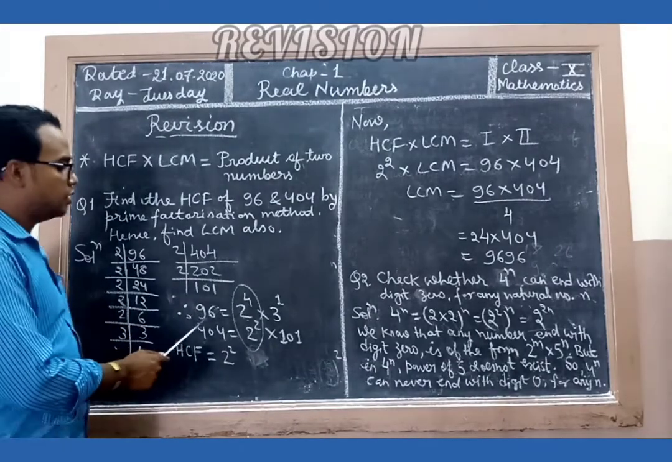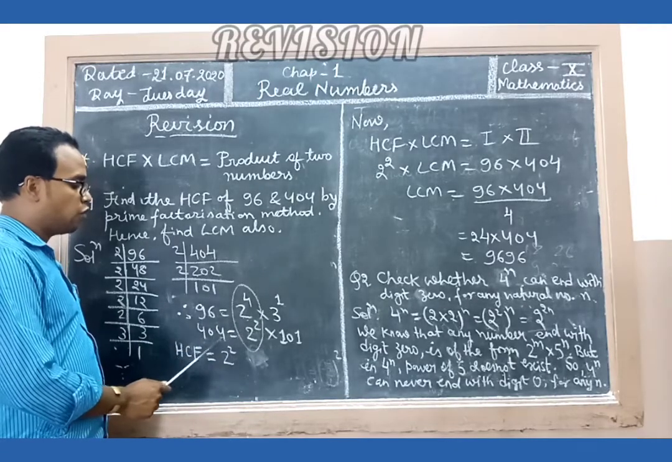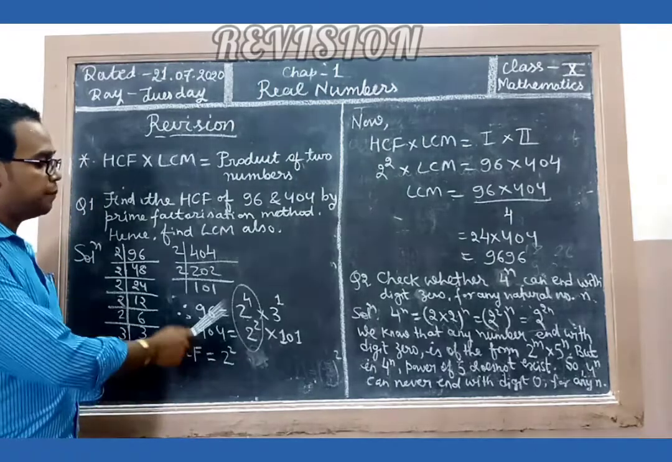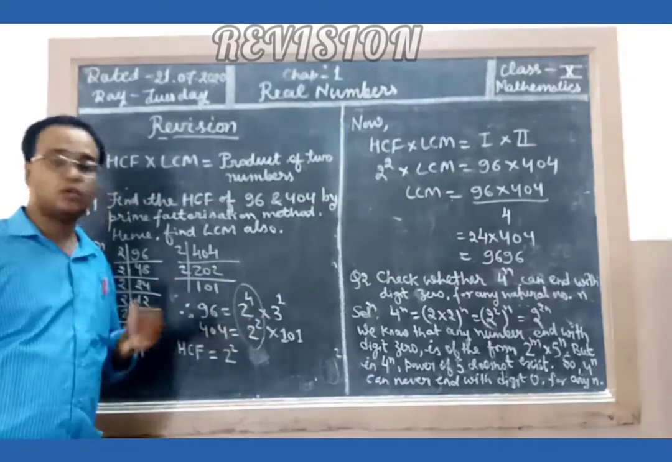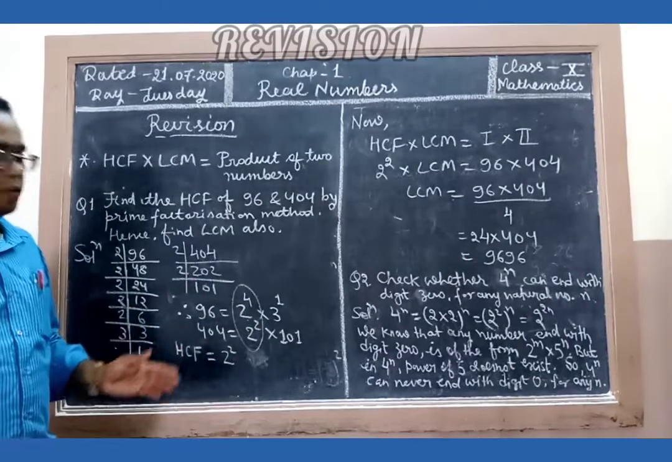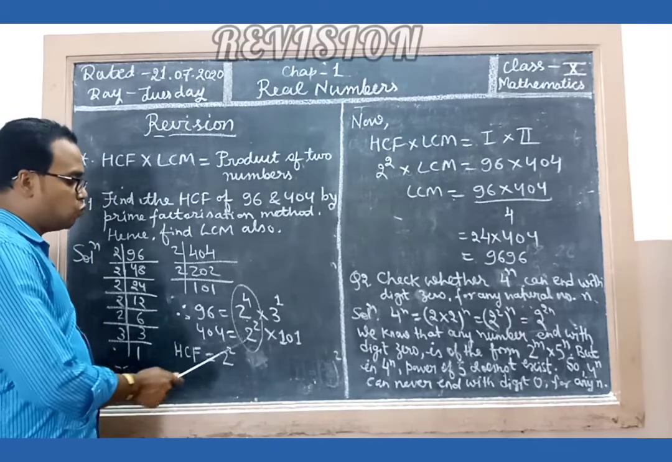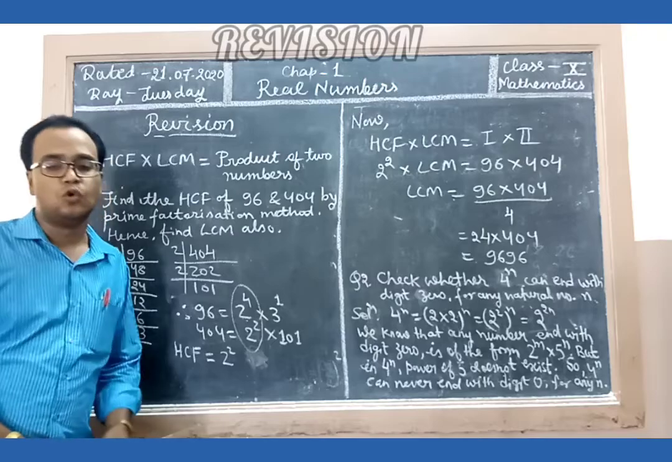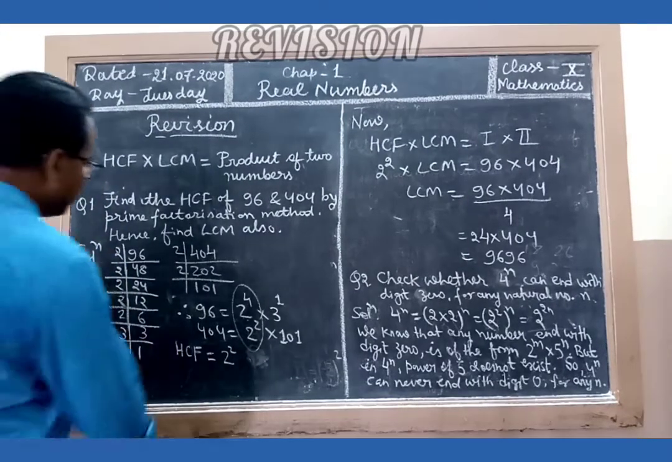Therefore 96 is equal to 2 to the power 4 into 3 to the power 1, and 404 is equal to 2 to the power 2 into 101. Now we compare the powers of 2. Here we have 2 to the power 4, here we have 2 to the power 2. So we write the minimum power of 2, which is the HCF. So 2 to the power 2 is minimum. So HCF equals 2 to the power 2, that is 4. So HCF is equal to 4.